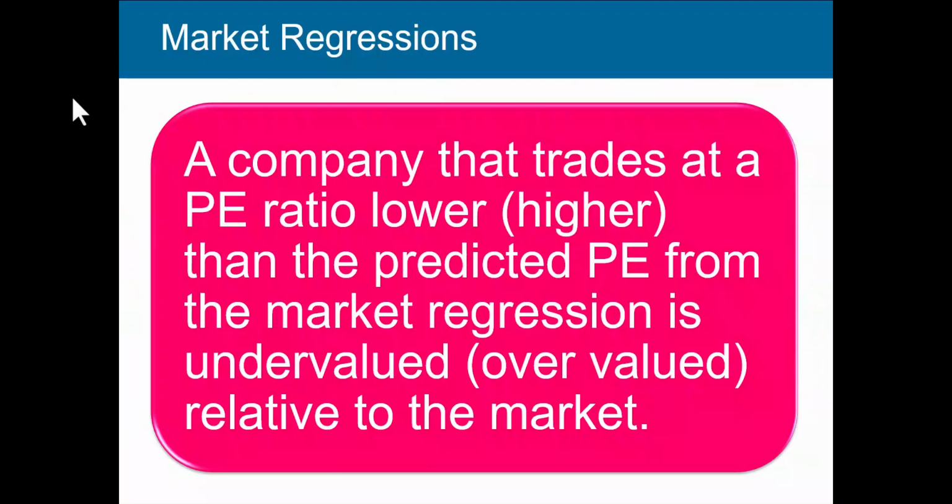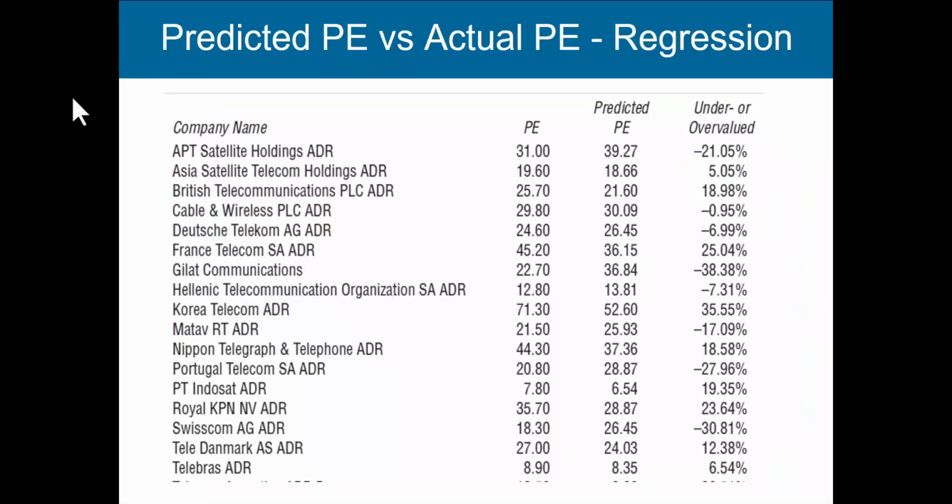So let me close. A company that trades at a P ratio lower than the predicted P from the market regression is undervalued. Please listen to it. A company that trades at a P ratio lower than the predicted P from the market regression is undervalued. And if a company trades at a P ratio higher than the predicted P ratio, then we say it is overvalued. I think this is what we did.